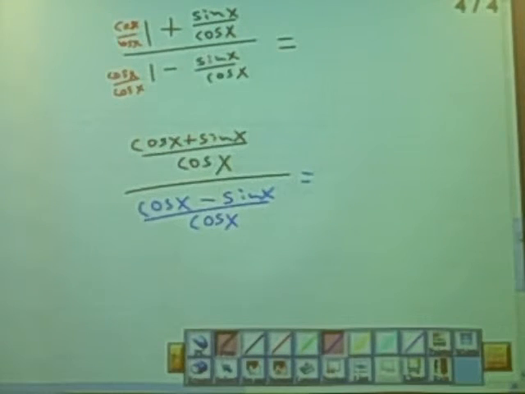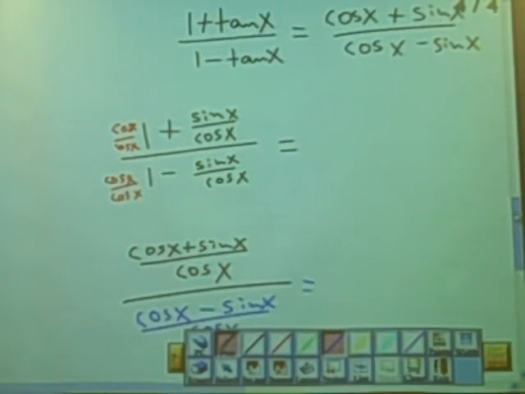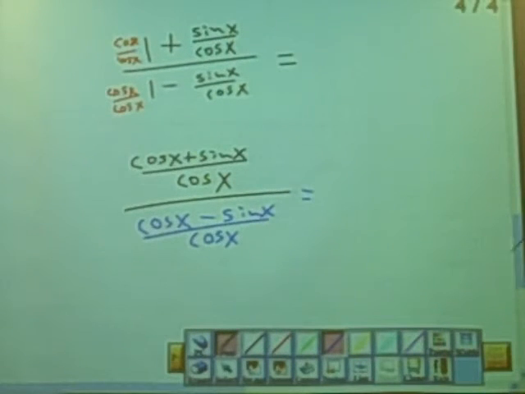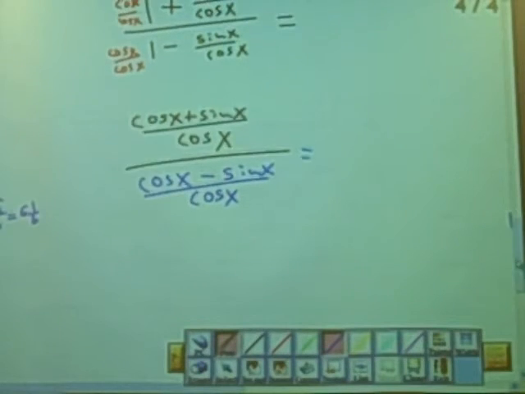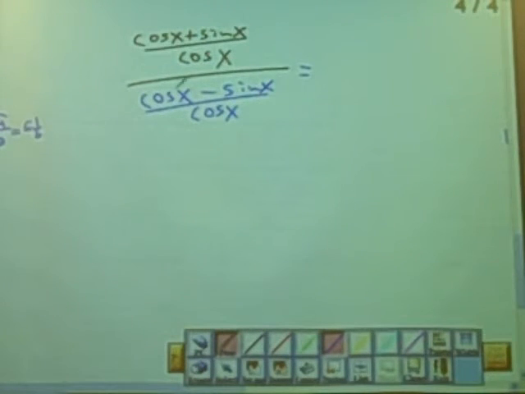Okay, you see here that we have a cosine plus sine and a cosine minus sine, so if we can just get rid of the cosines in each one of the denominators, we can be done. Here we have that a divided by b is equal to a times the reciprocal of b. So we're going to take the numerator and multiply by the reciprocal of the denominator.